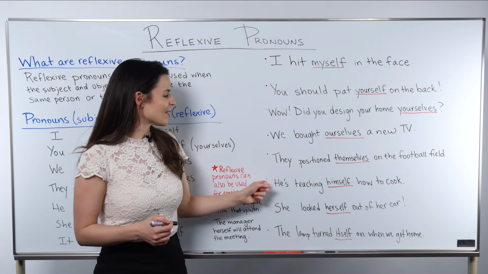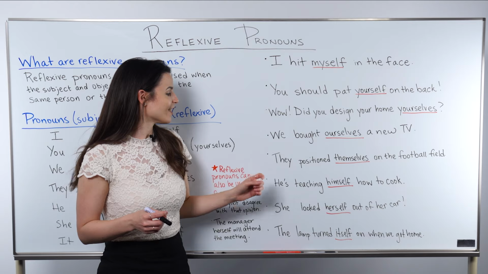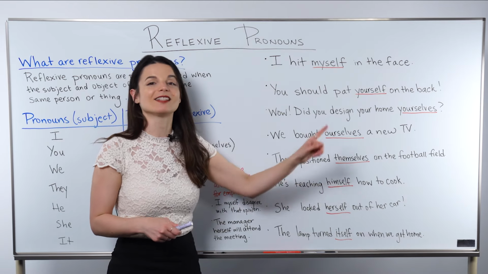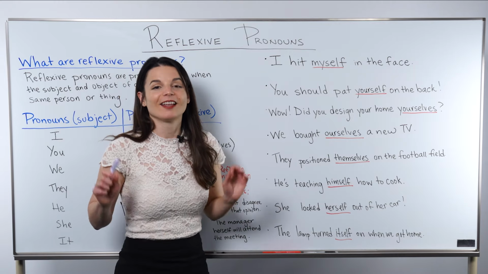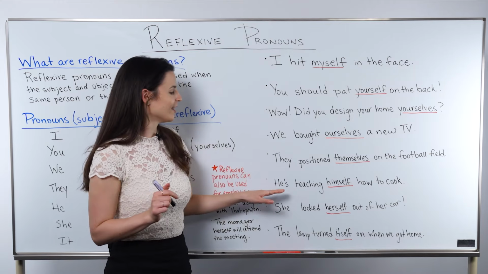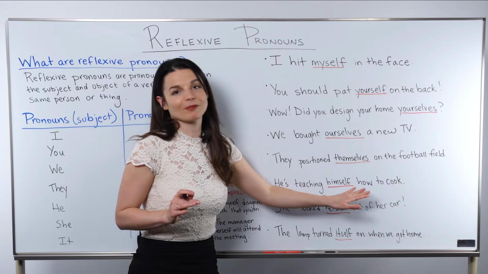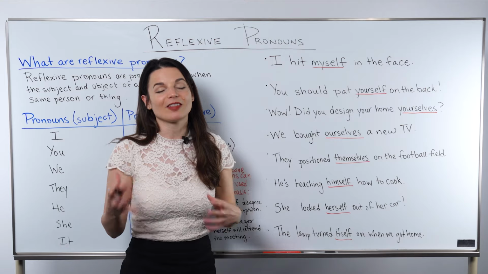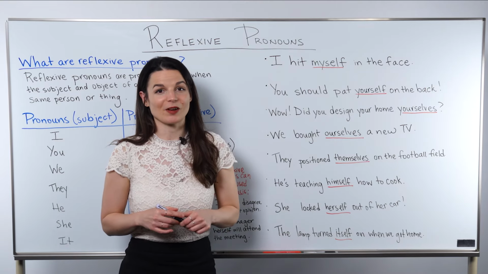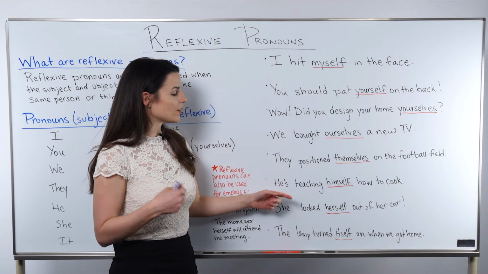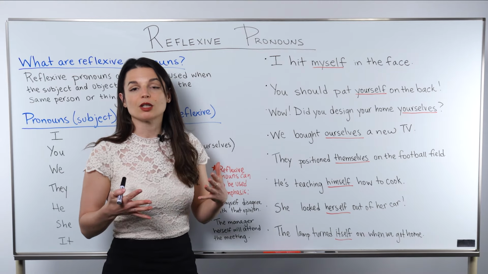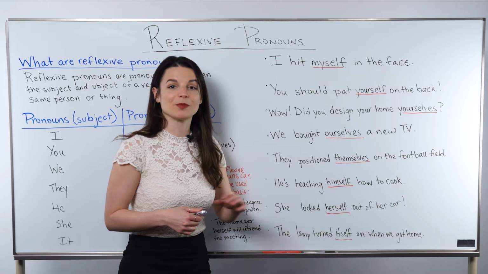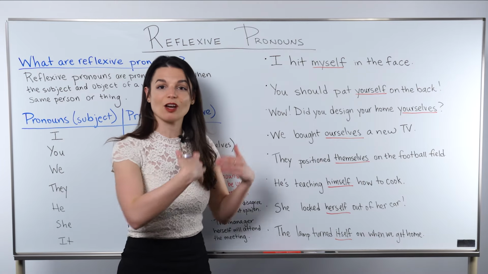Okay, the next example uses he. He's teaching himself how to cook. This pattern is a very, very helpful one. The structure is subject, teaching, pronoun, how to something. So you can use this to talk about things that you are teaching yourself to do as well. In this sentence, you'll notice the grammar is a little bit different. Here we're using a progressive grammar form: he is teaching himself how to cook. This shows it's an ongoing action.